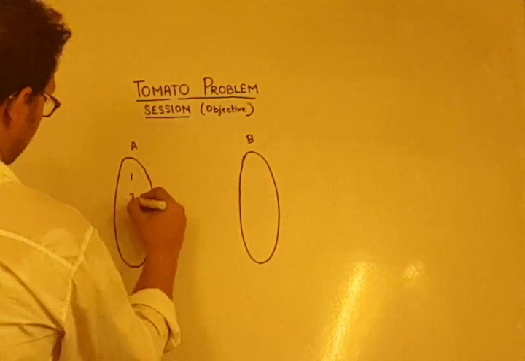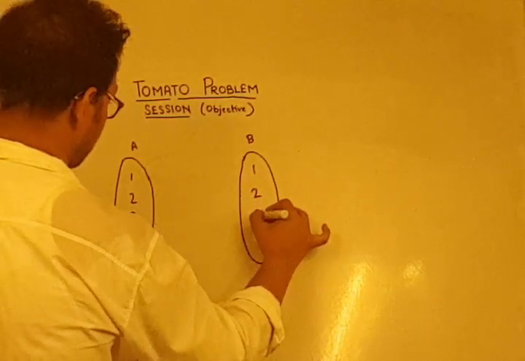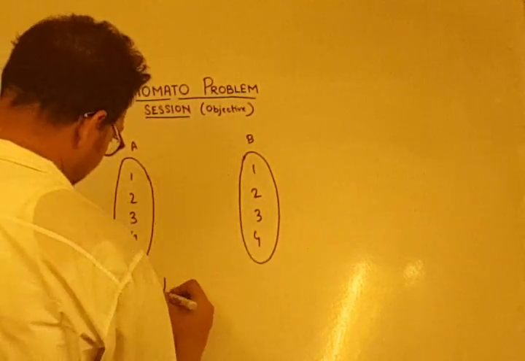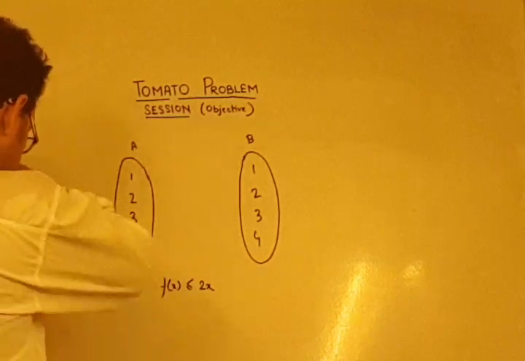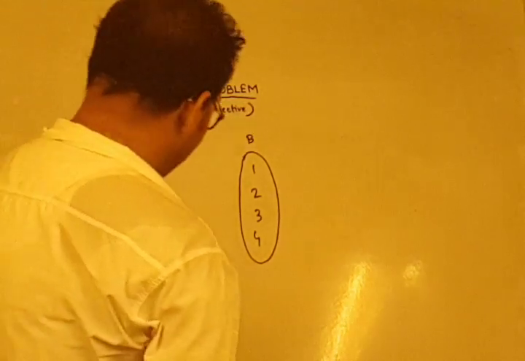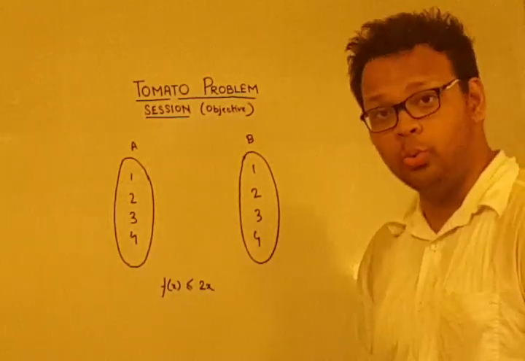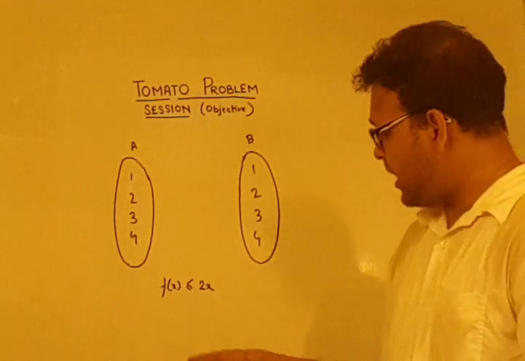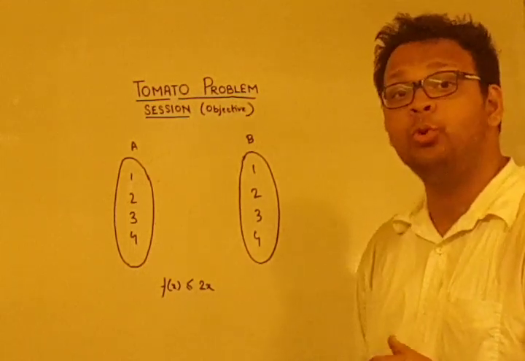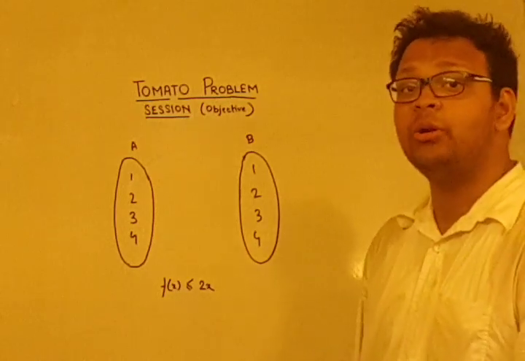The sets in the question were {1, 2, 3, 4} to {1, 2, 3, 4}, and the rule was f(x) is less than or equal to 2x. Now observe how this applies. What is twice of 2? Twice of 2 is 4, which is present here, and f(x) is less than or equal to 2x, so f of 2 can be 4. f of 3 is at most 6, and 6 is not present here, so we don't have a problem.